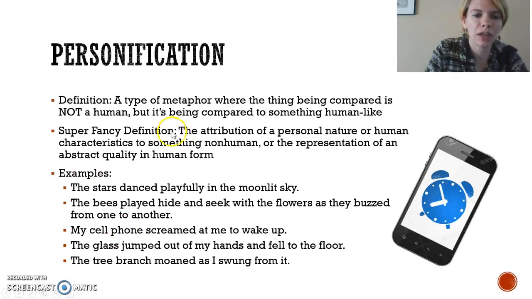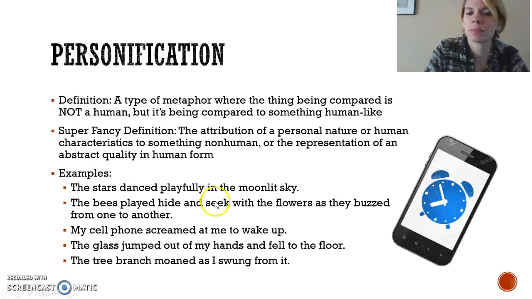I also went ahead and pasted in a super fancy definition that you can kind of pull apart and decode. The attribution of a personal nature or human characteristics to something non-human, or the representation of an abstract quality in human form. So that's what personification is when you're really ramping up that language. Let's look at some examples.